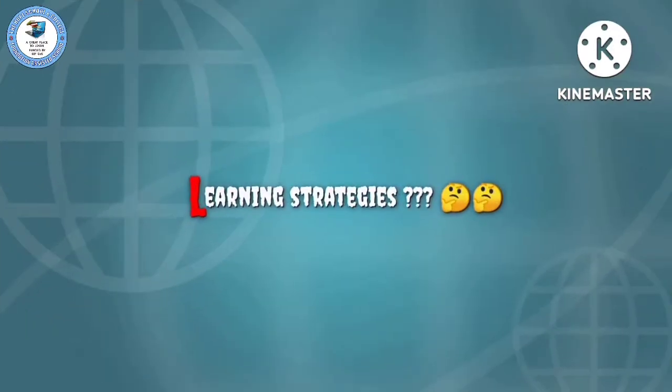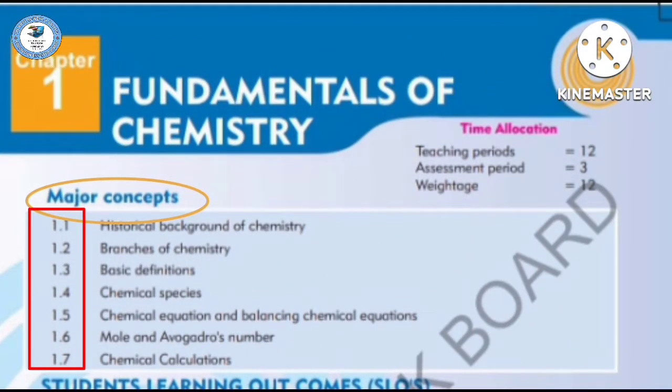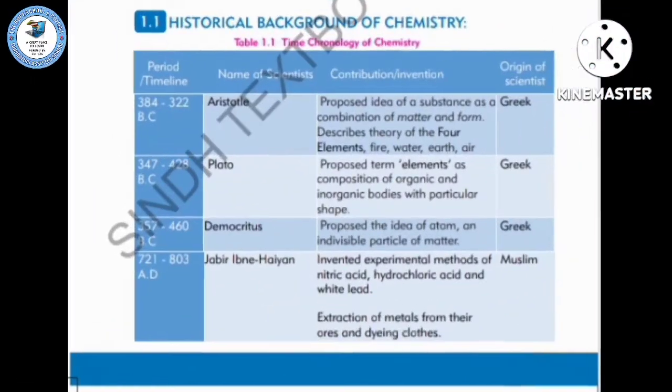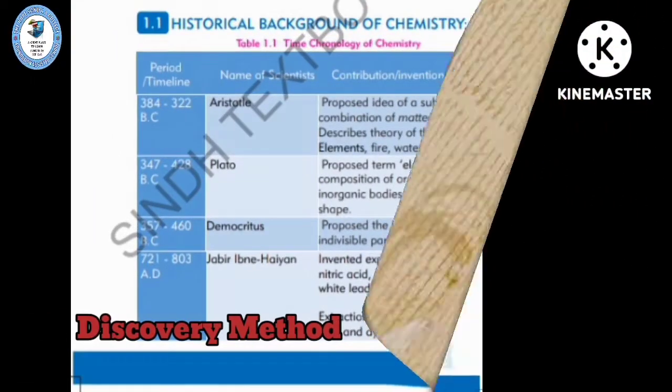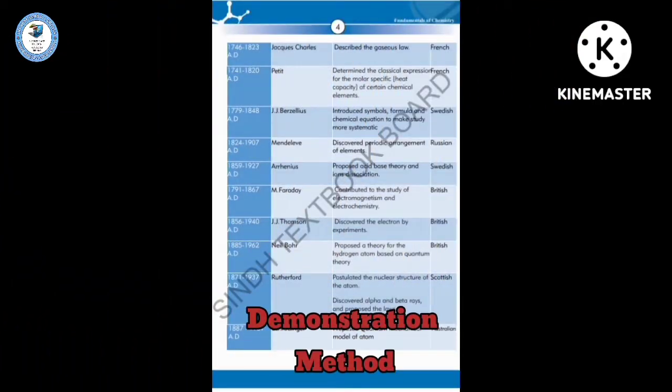Before the overview, I want to consider some interesting learning strategies which help you to realize each concept effectively. You are looking, there are 7 major concepts to comprehend. Let's start from the historical background of chemistry. To explore history, we go through the discovery, storytelling, and various demonstration methods.